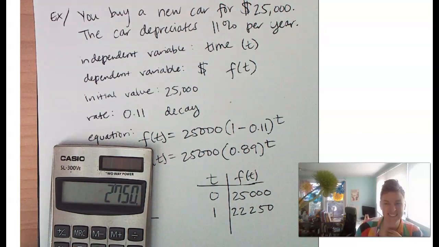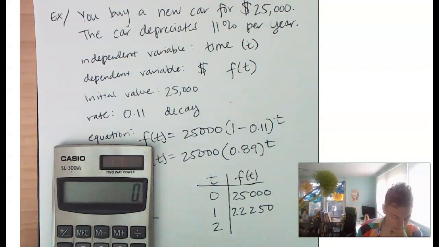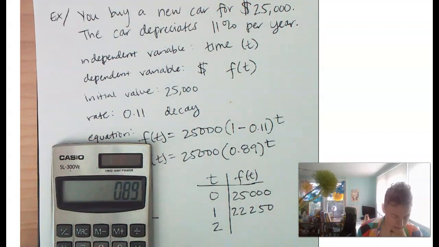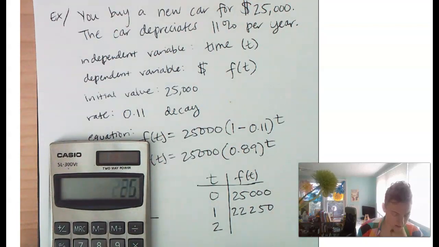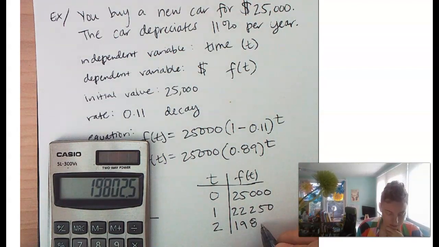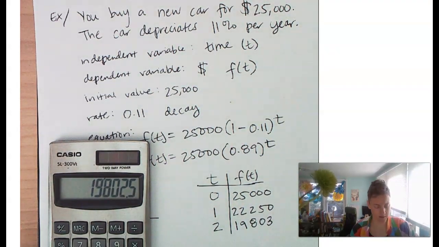$2,750. Bummer. How about after 2 years? Well, 0.89 to the second is 0.89 times 0.89 times 25,000. Oh, man! We're not even in the $20,000 range anymore. Big time bummers. Round to the nearest dollar. There we go. Okay, cool.